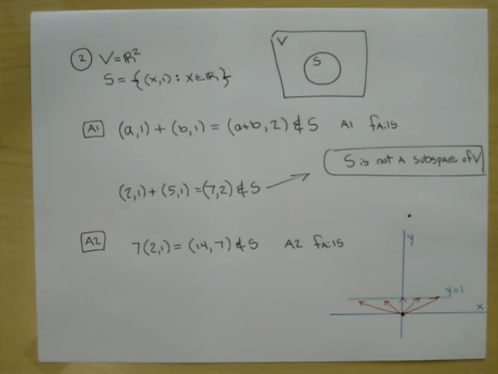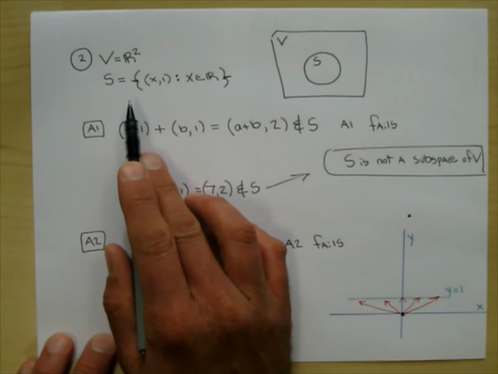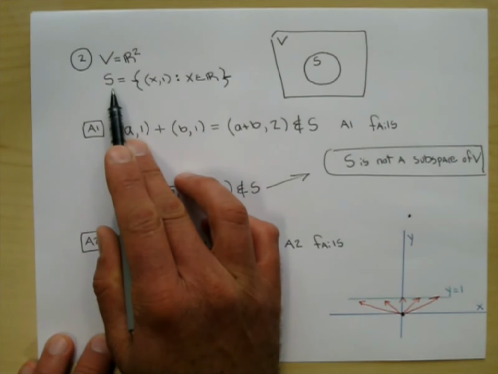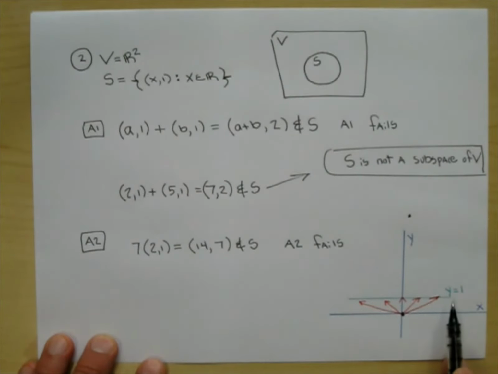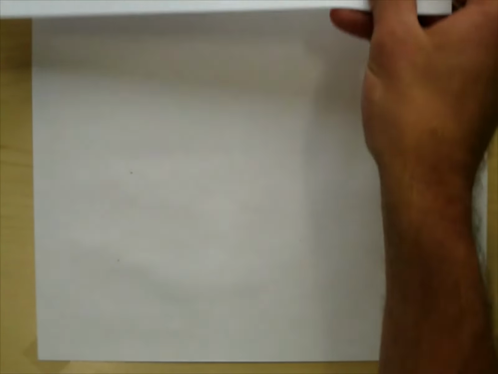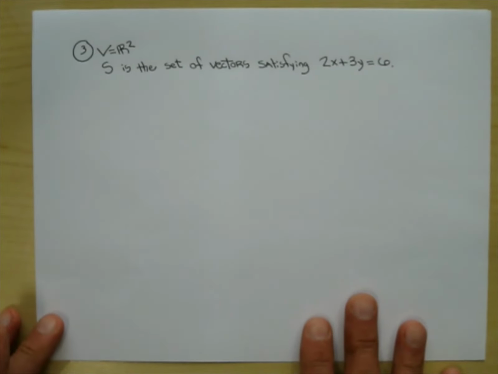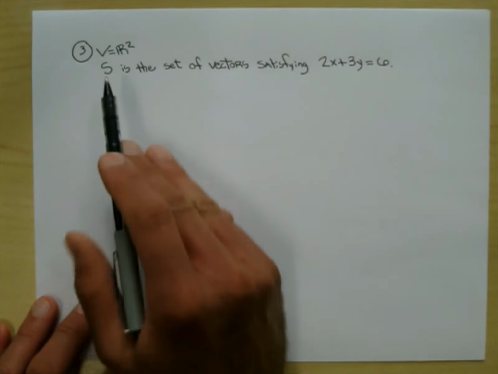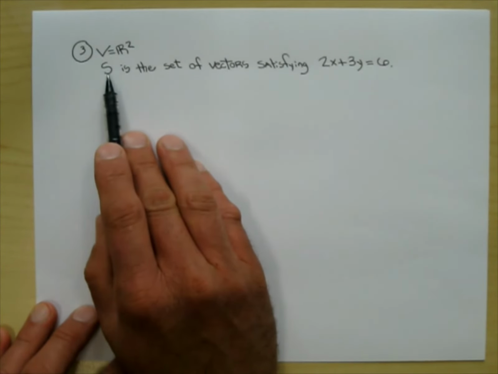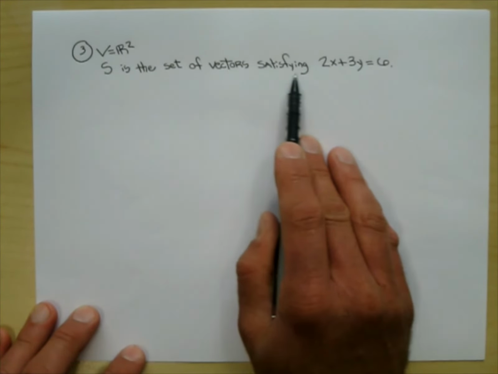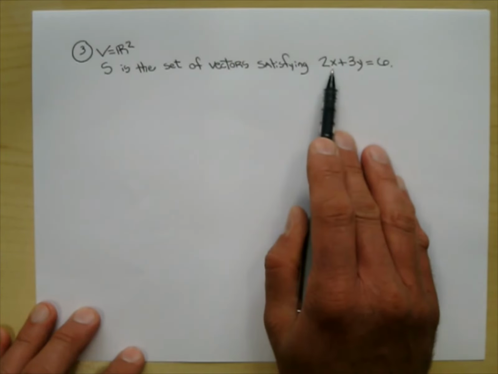Our next problem. Before we do the next problem, we could say S is the set of all vectors satisfying y equals 1. So that's another way we could have said this. Why do I say that? Because look at problem number 3. It says the vector space, so they'll always give you the vector space. It's R2, and S is the set of vectors satisfying this line right here.